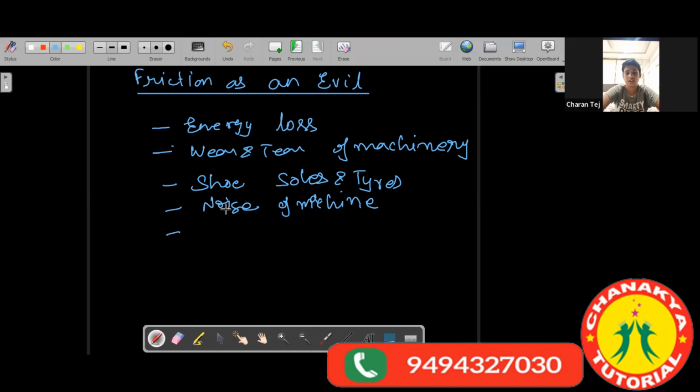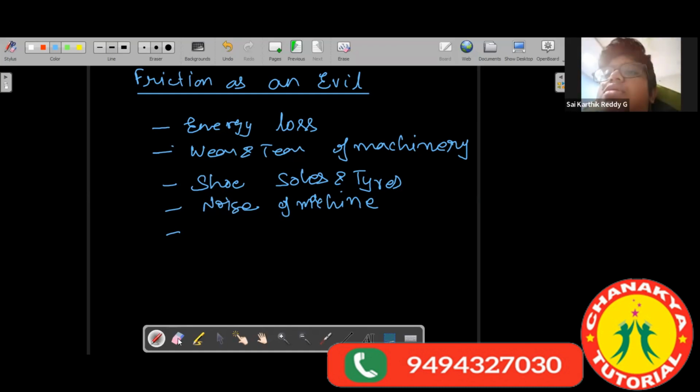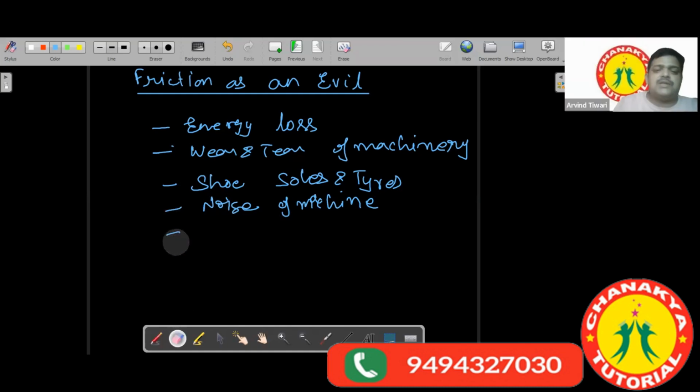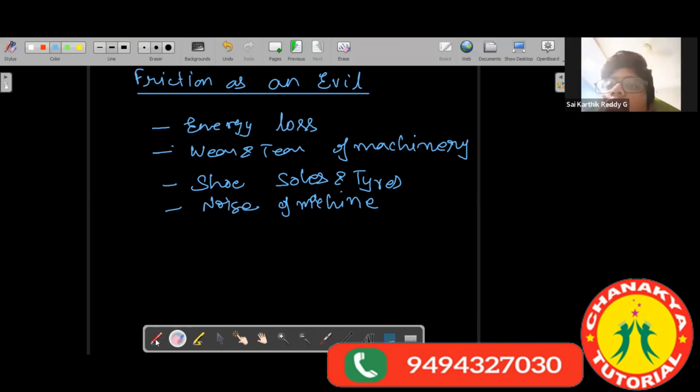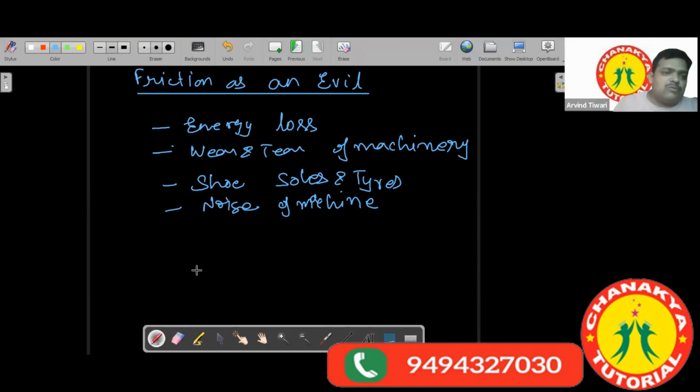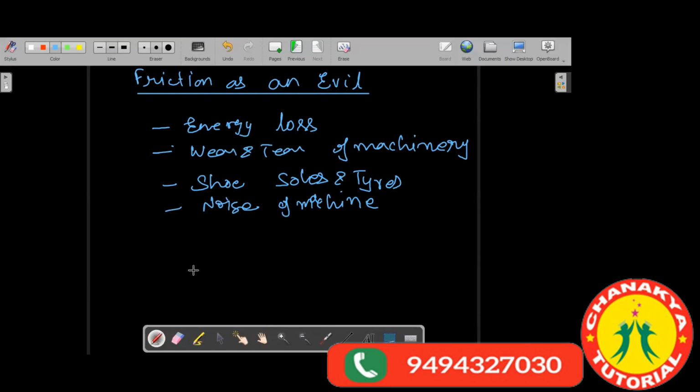Sir, in engines it produces heat. If the friction is too much, you can't move, sir. Okay, if friction is too much, you can't move. Very good. It's not that you can't move. You can move, because friction stops the object. Yeah, friction is stopping the object.